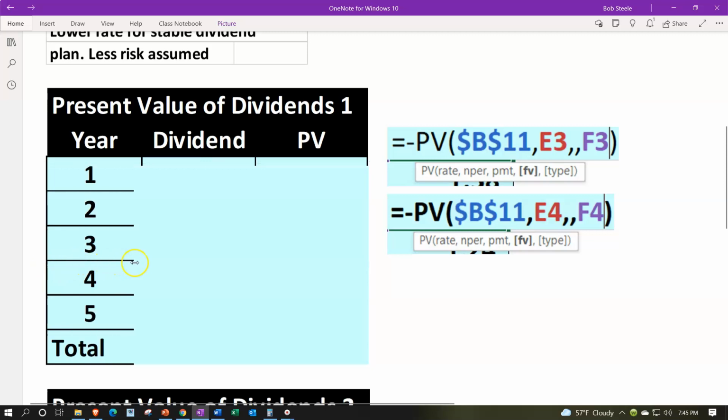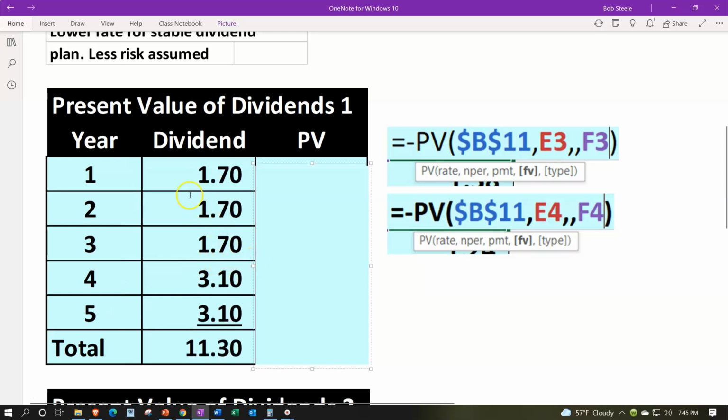We'll say the present value for years 1 through 5. We're going to look at Plan 1 first. This is going to be the more even stream of income, where we have the $1.70 for years 1 through 3, and then the $3.10 for years 4 and 5. We will present value them using our present value formula. This would be the formula on the right, which would basically be in Excel.